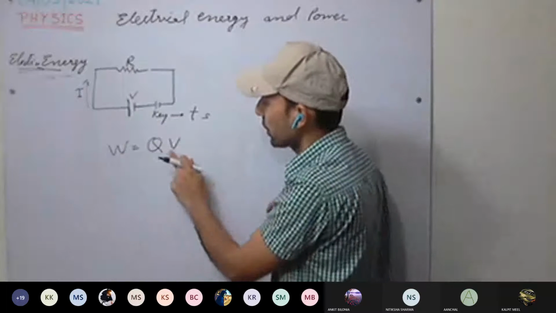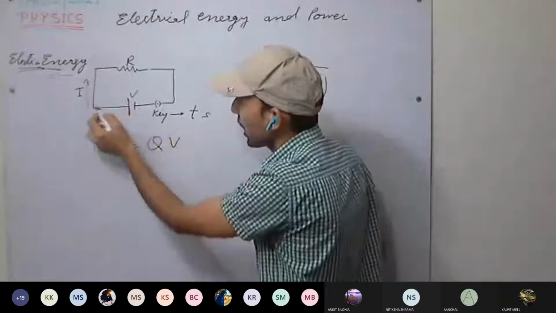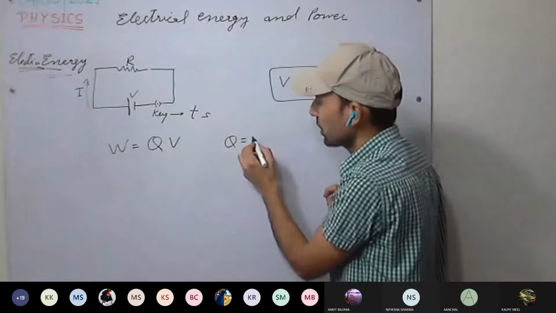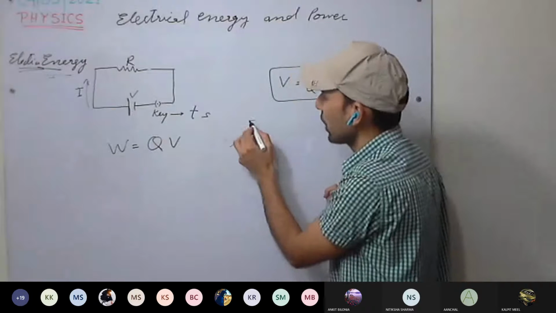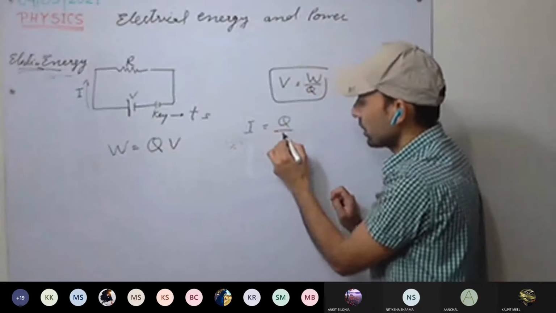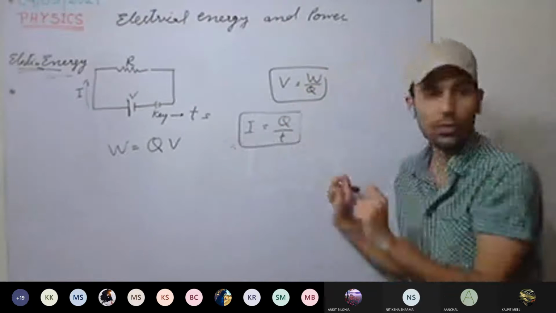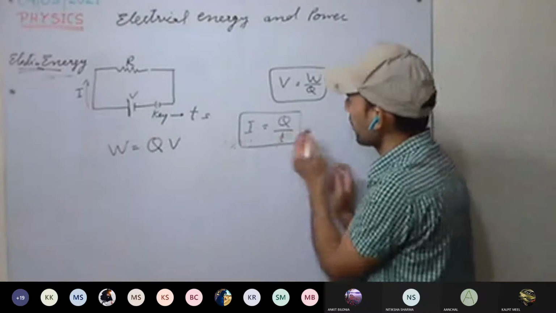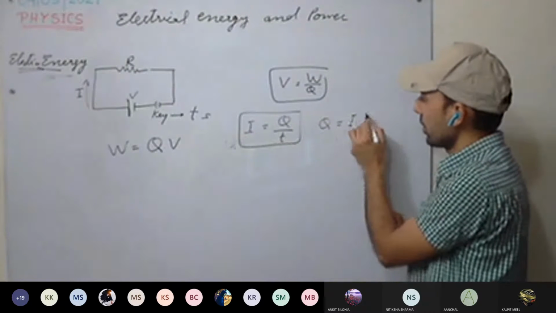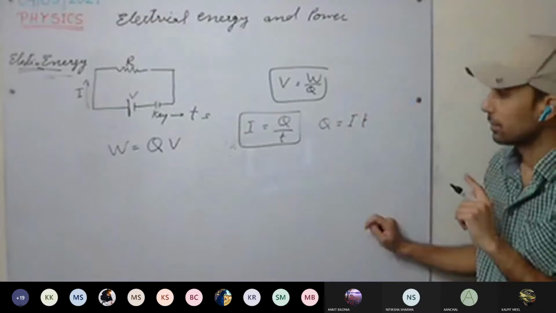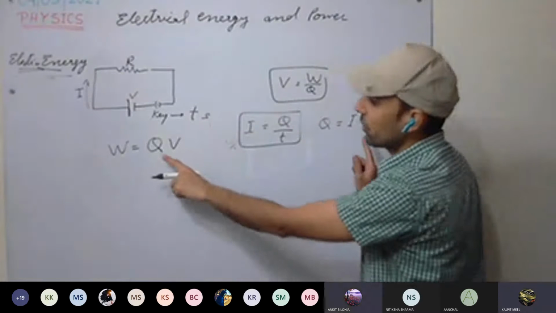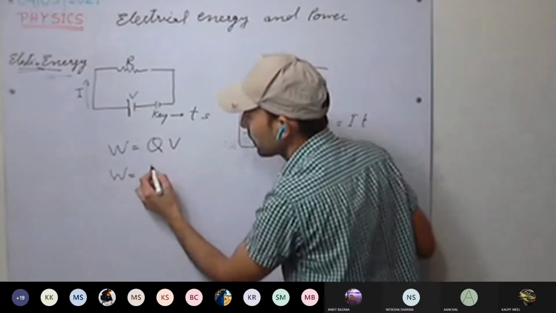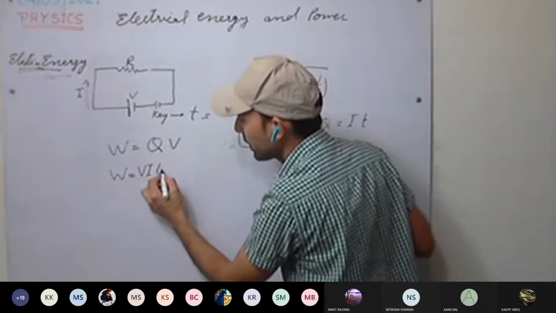Now, how much charge is supplied in terms of current and time? Current I equals what? This we have studied: the rate of flow of charge, Q upon T. So Q will be I into T. Now we can replace Q. In place of Q, we put IT. Work done will be V into I T.